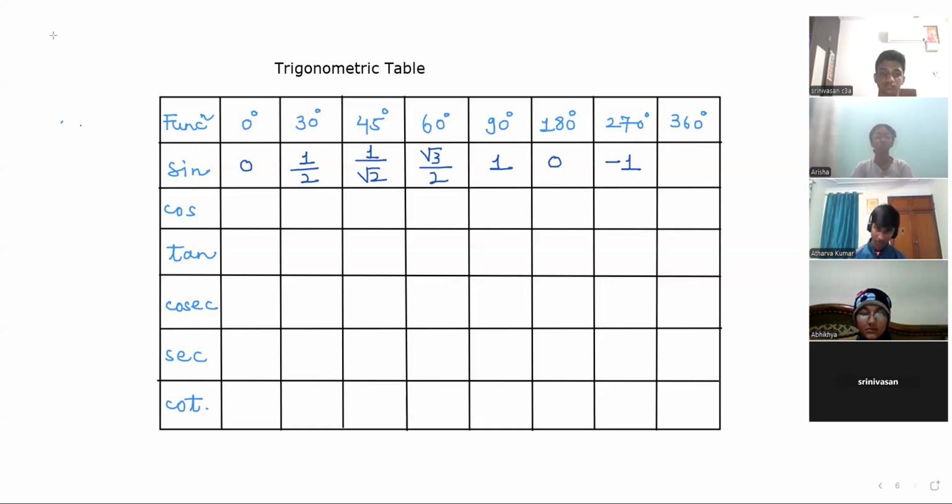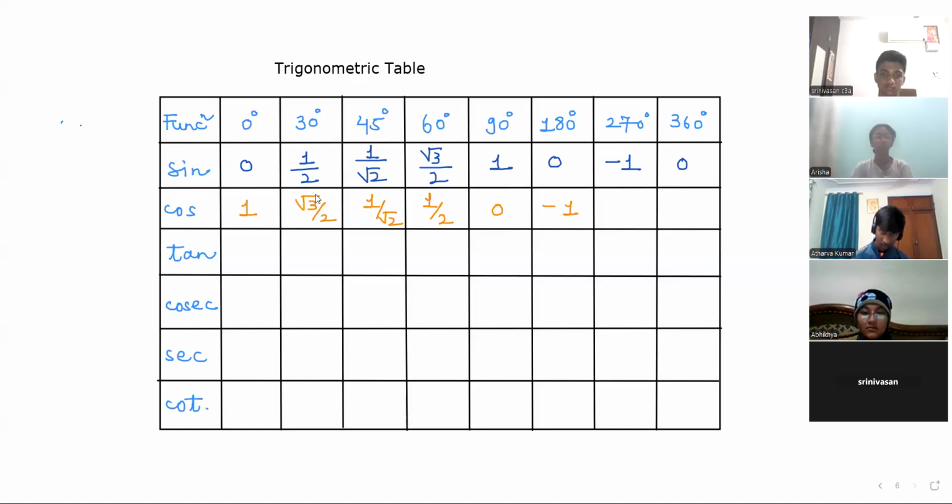Now comes the next part. Cos 0 is 1. Cos 30 is root 3 by 2. We have already seen it. Cos 45 is 1 over root 2. We have already seen it. Cos 60 is 1 over 2. Cos 90 is 0, cos 180 is minus 1, cos 270 is 0, cos 360 is 1.